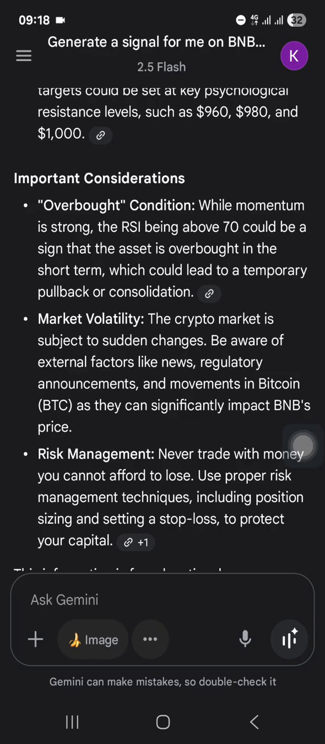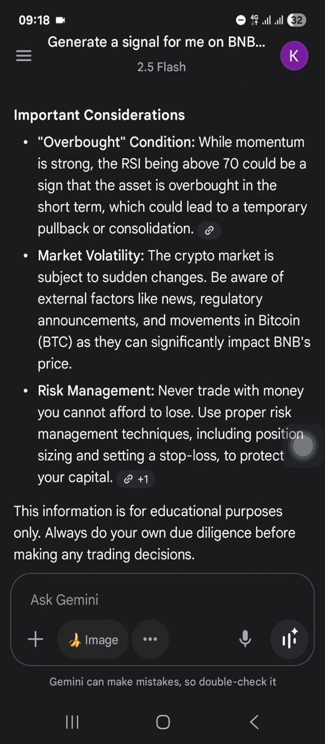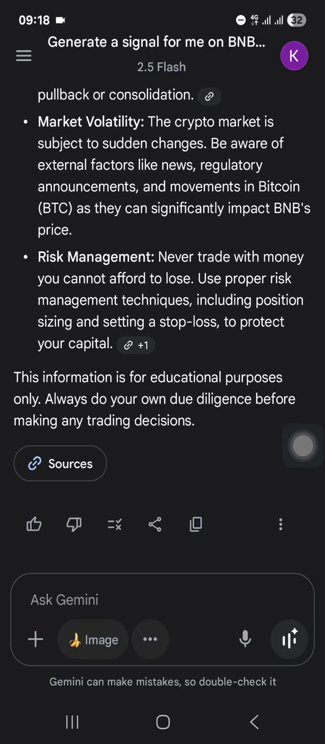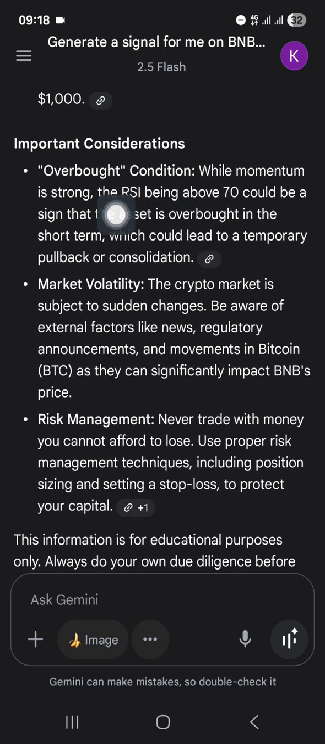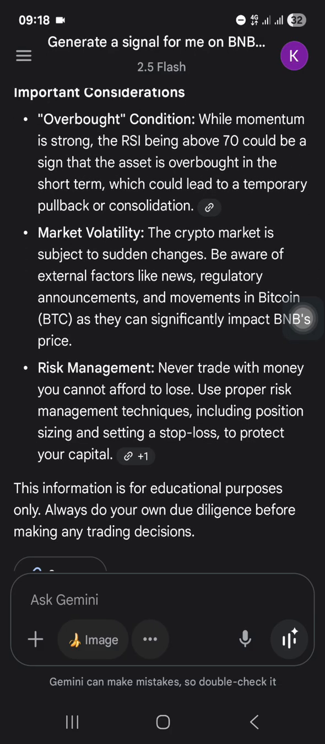Exactly. Now, overbought. An important consideration, it is telling me now what are things I should consider in order to take this risk. Overbought consideration. The move is strong. The RSI being above 70 could be a sign that the asset is overbought already. So RSI above 70 is overbought, below 30 is oversold. Are you getting me? So overbought means the price can drop. The price is already overbought. So I should be careful in taking any risks.